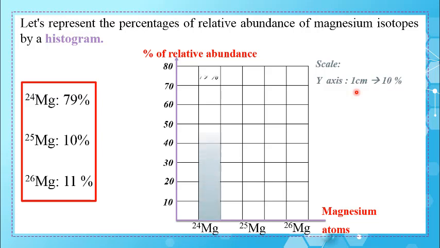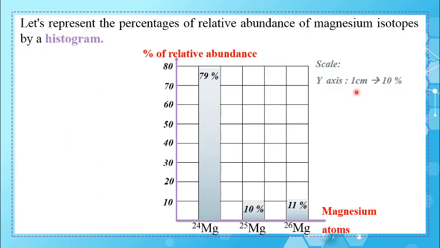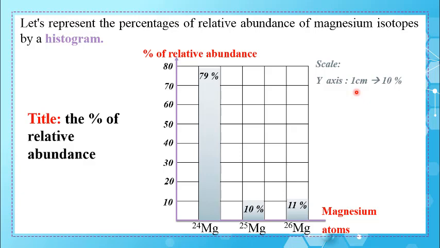Now we can start drawing the bars. Mg-24 has a percentage of 79%, Mg-25 a percentage of 10%, and Mg-26 a percentage of 11%. After you finish drawing the histogram, you should write a title for it. The title for this histogram is the percentage of relative abundance of magnesium isotopes.